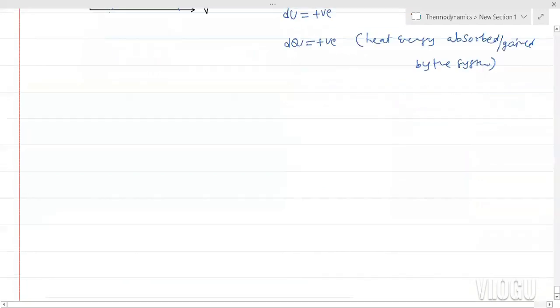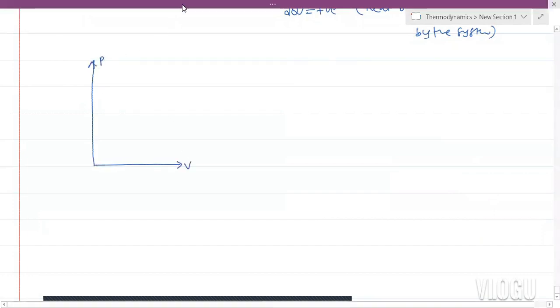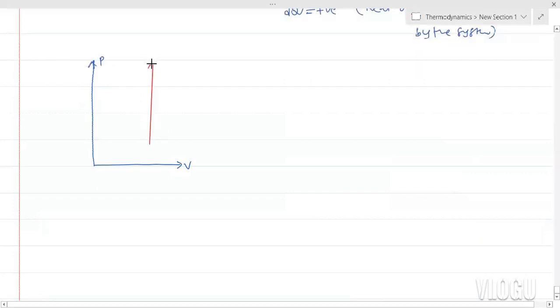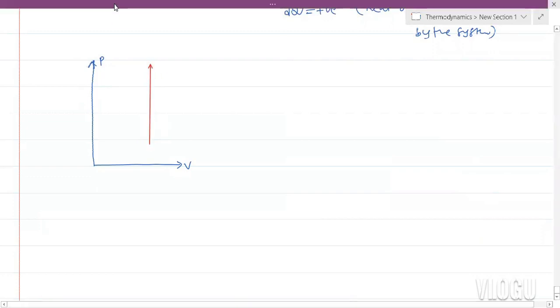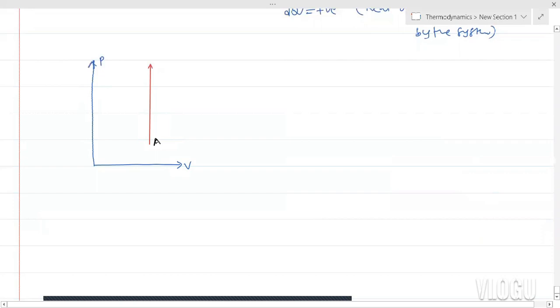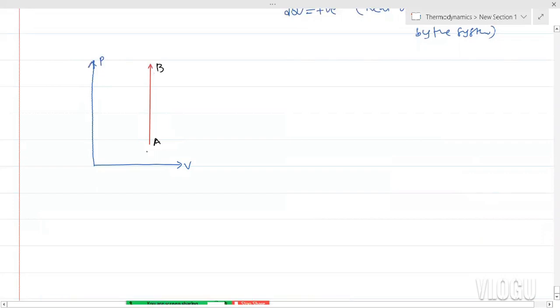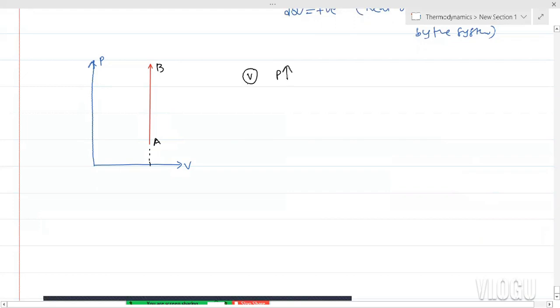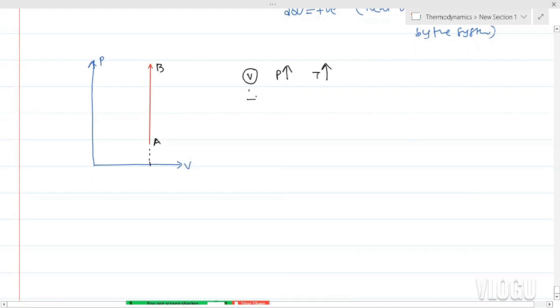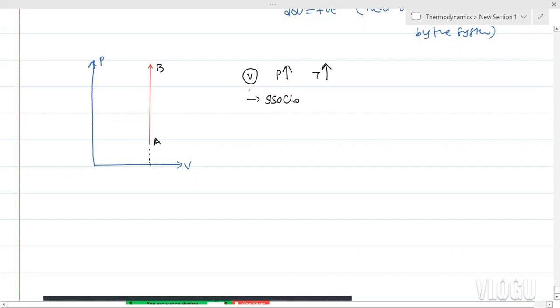For example, we have a PV graph. Again, I'm taking a PV graph. For example, we have a straight line parallel to the P-axis. If that is given in the question, we can see that the volume is constant. Volume is constant, means the pressure increases. At constant volume, pressure increases means temperature increases. Constant volume means definitely this is an isochoric process.